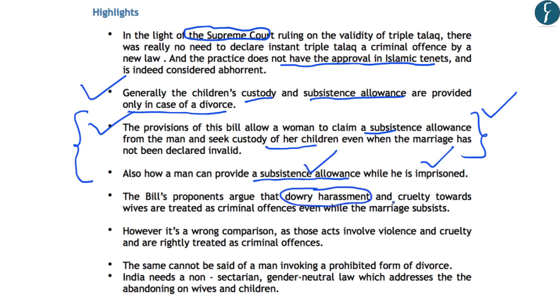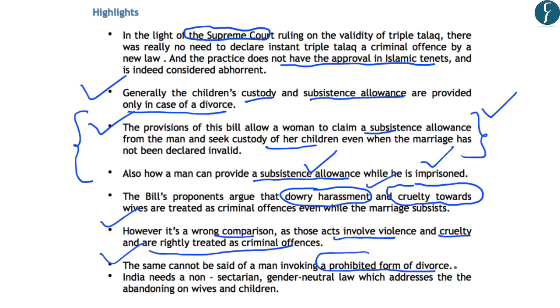Now, the supporters of the bill have argued that provisions like dowry harassment and cruelty towards wives are applicable even when the marriage is not declared void. However, the editorial argues that it is a wrong comparison, as those acts involve violence and cruelty and are rightly treated as criminal offenses. The same cannot be said of a man who is invoking a prohibited form of divorce, because he has not directly indulged in violence or cruelty.